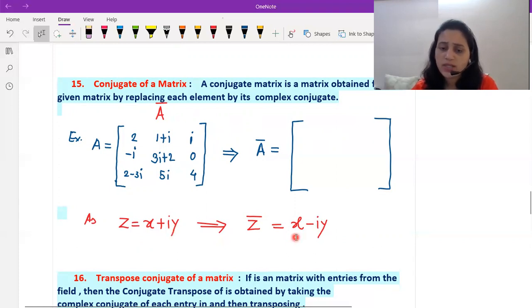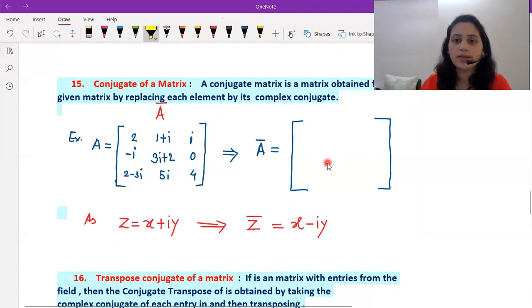Okay. Now the same condition we are going to apply in matrix. So conjugate of a matrix is denoted by A bar, like this z bar, right? Then how will we find out this conjugate of a matrix? By replacing each element by its complex conjugate. Okay, so let's see. Suppose this is my A matrix, that is 2, 1 plus i, minus i, 3 plus i, 0, 2 minus 3i, 5i, and 4. Then the conjugate of this matrix is denoted by A bar. Okay, and now we are going to find out this A bar matrix.